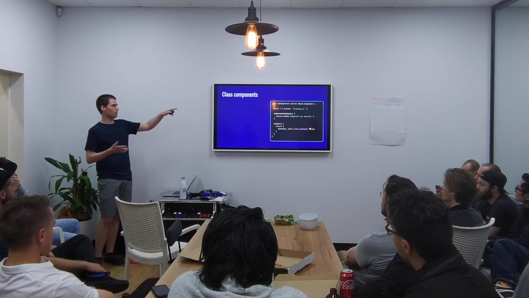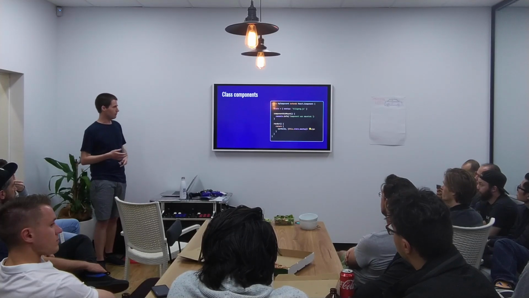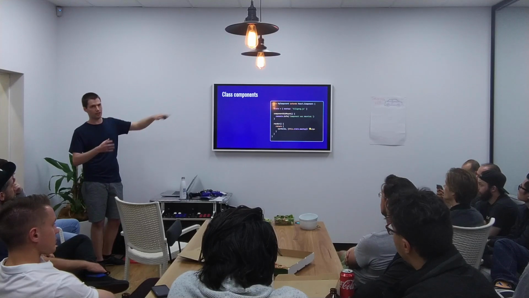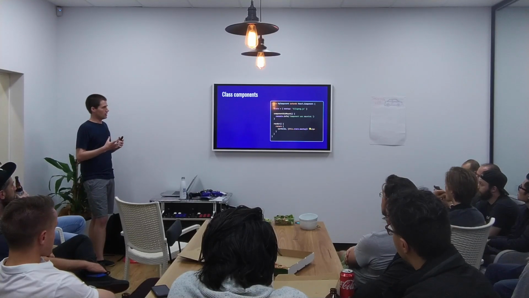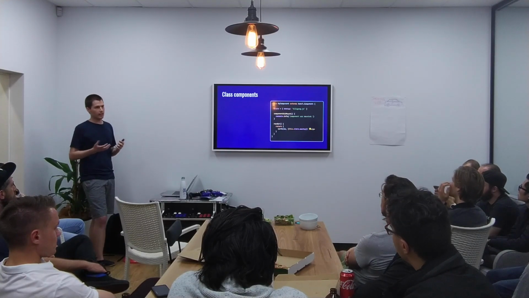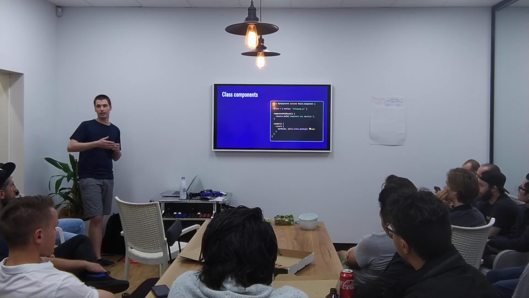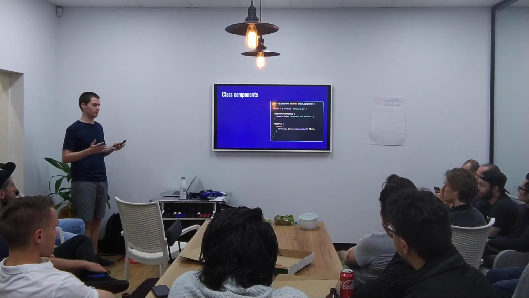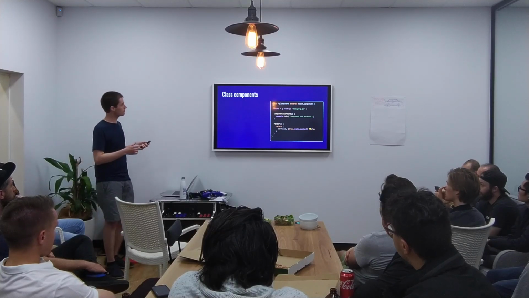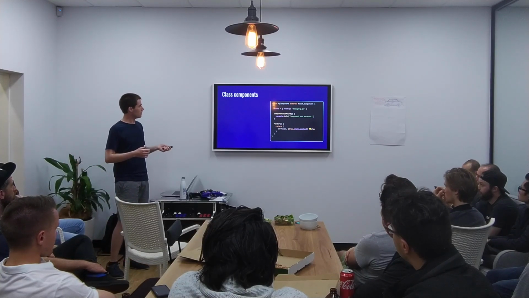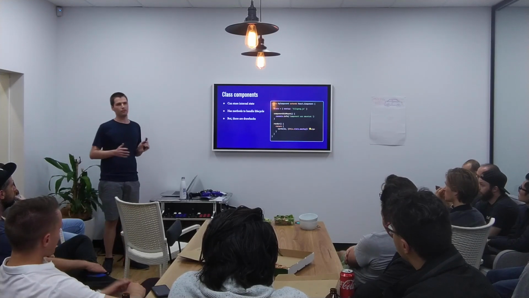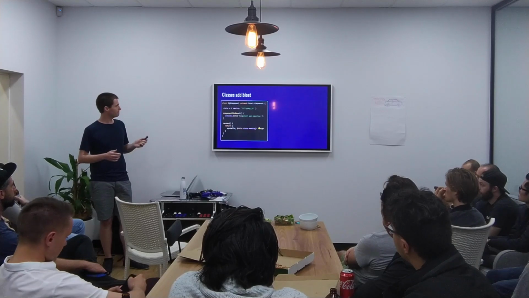So we extend the React component class, and as you can see, we have our own state that we can use in every instance of the class component. And then we can react to lifecycle events like, hey, I've just mounted on the screen. And then we have a render function that, like our function components, returns JSX. And there are drawbacks to this approach, which is why I'm giving this talk.